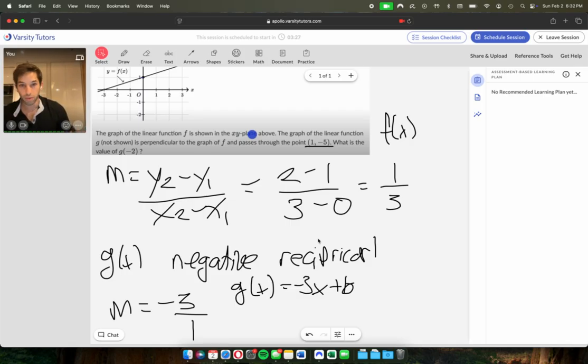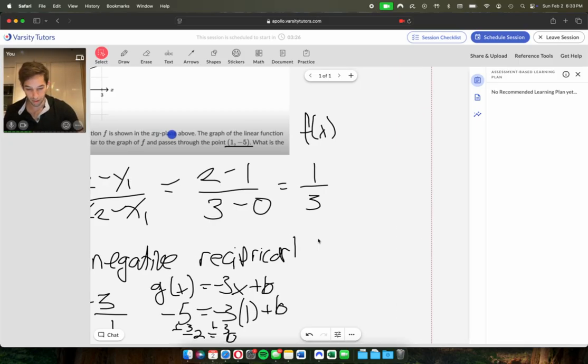Yes, we can, because we have that point (1, -5). All right. Let's plug those in. -5 is equal to -3 times 1 plus b. That's just -3. Add that to each side. We get -2 is equal to b. All right. Would you look at that, guys? We've got the equation for g now.